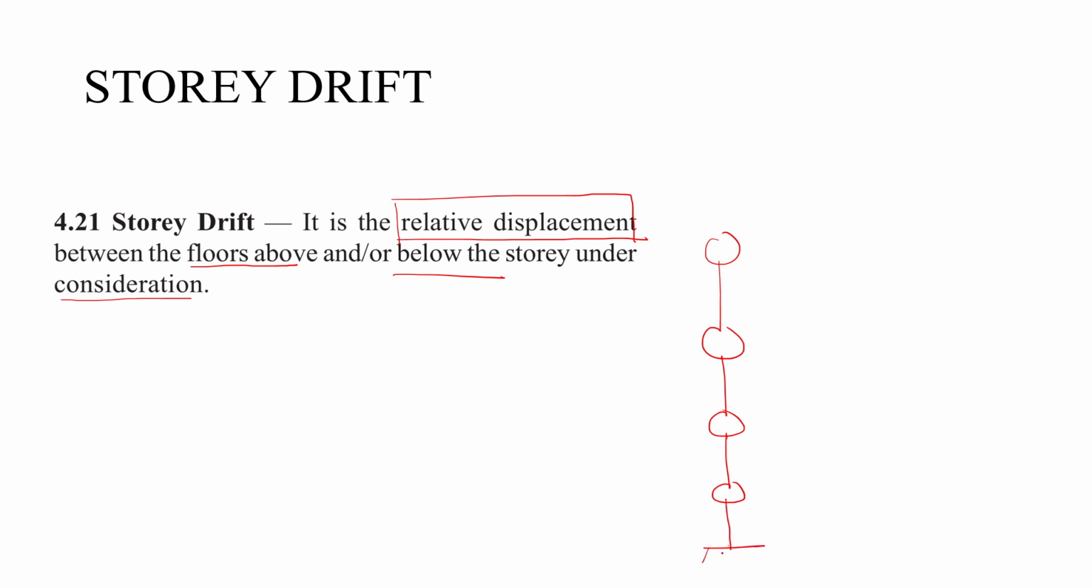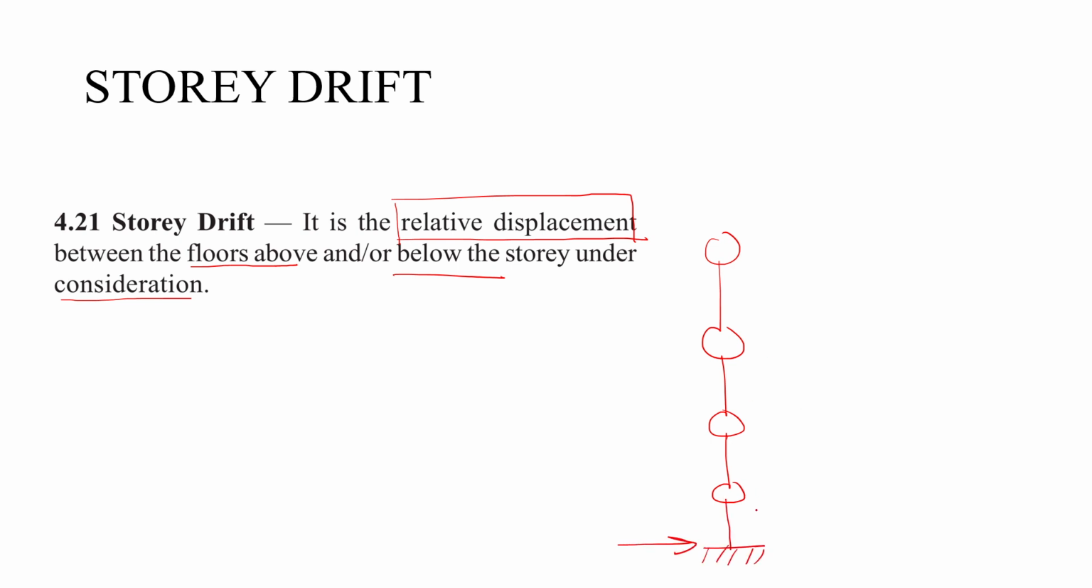story drift. So what is story drift? It is relative displacement. This word is very important. Relative displacement between the floors above and below the story under consideration. Or simply, if I want to give you an example, suppose this is a structure.